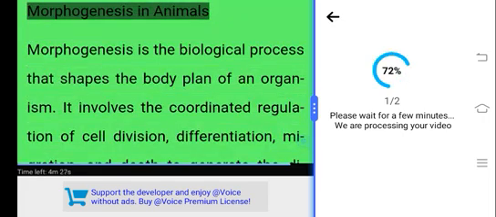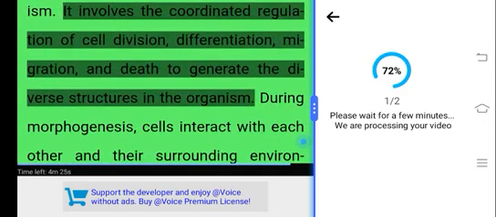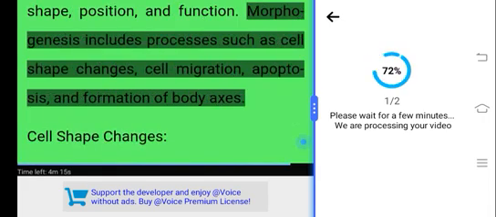Morphogenesis in animals. Morphogenesis is a biological process that shapes the body plan of an organism. It involves the coordinated regulation of cell division, differentiation, migration, and death to generate the diverse structures in the organism. During morphogenesis, cells interact with each other and their surrounding environment, which drives changes in their shape, position, and function. Morphogenesis includes processes such as cell shape changes, cell migration, apoptosis, and formation of body axes.